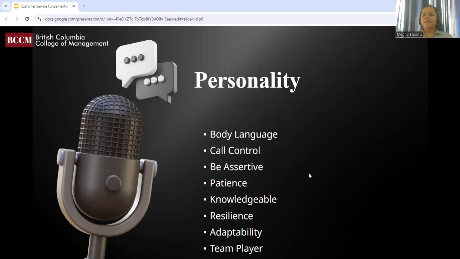Okay. Then comes the important point, call control. We will discuss this later on in detail, but here I just want to highlight that call control is having control of the entire conversation. And trust me, when you have the solution, you have the control. Okay? So if you have the solution, you have the control of the call. And we will have certain mock sessions later on. Be assertive. Being assertive is very, very important nowadays.